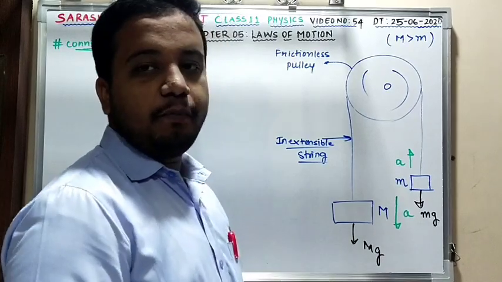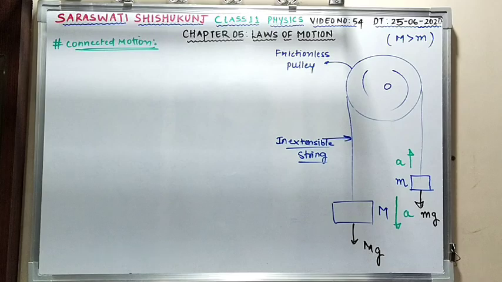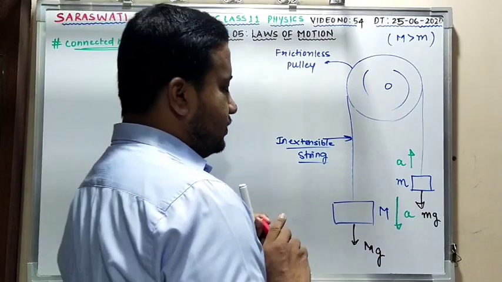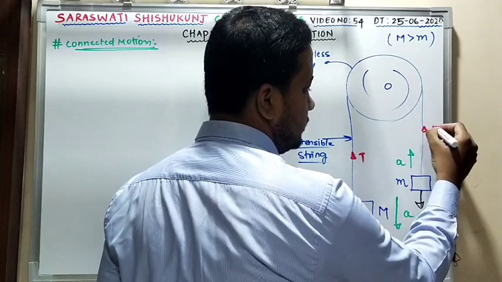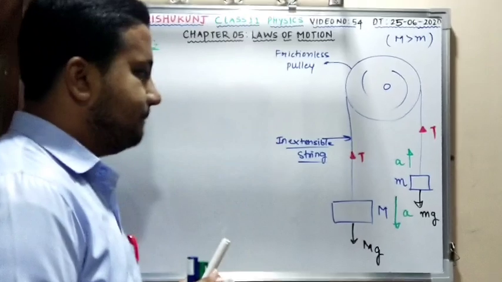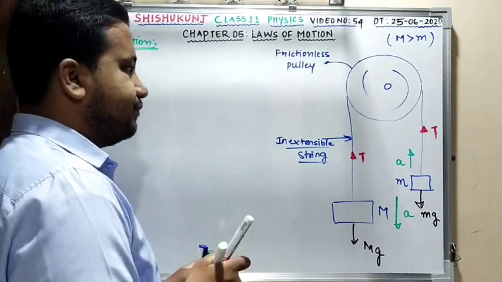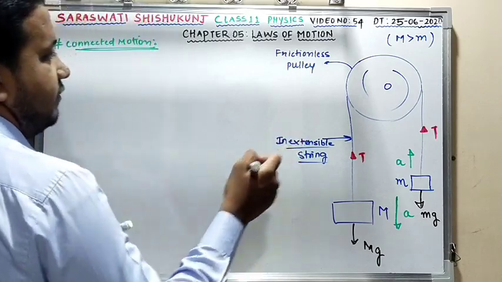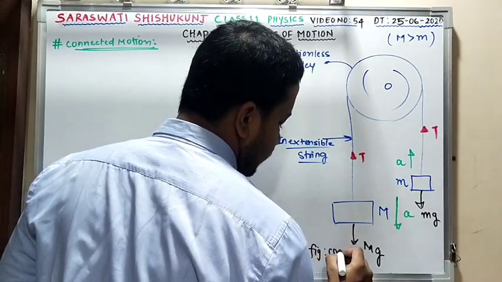One more thing I have to point out over here, that is tension in the string. Where the tension exactly acts, you will be able to notice that. Here tension is upward, that is T. Here also tension is upwards, that is T. Hope it is clear. So I will write over here what I have taken in this figure regarding connected motion.